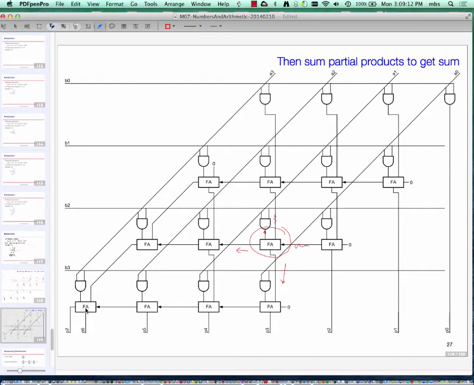How many AND gates do I need in this? If I have, let's say, a multiplicand of n bits and a multiplier of m bits, so I have n bits of the first number and m bits of the second number. How many AND gates do I need? N times m. How many full adders do I need? N times m minus n, right? Because the first row I don't need. How many output bits would I have? N plus m. Up to 8 bits. So that's our multiplier.